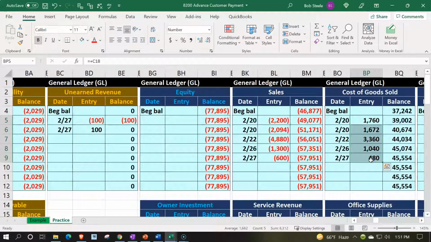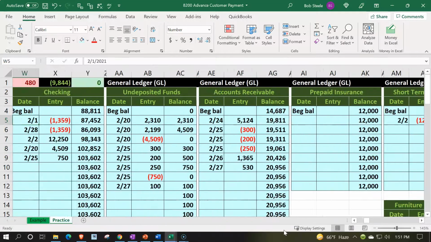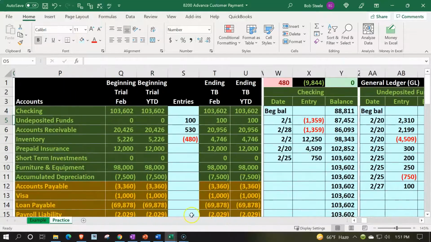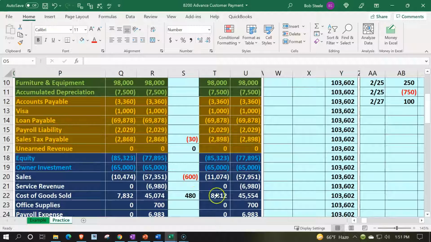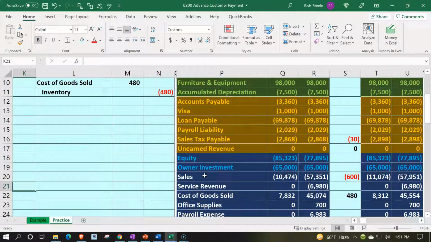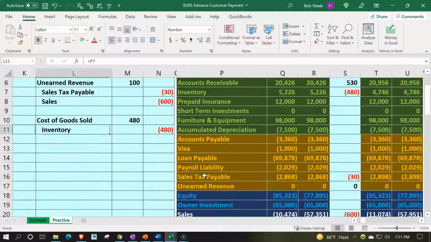The month of February should be at the 8312. Let's see if that is indeed the case on the trial balance. So we've got the 8312, the 45,554. I think it is the case. I think those were the same numbers, I'm pretty sure.